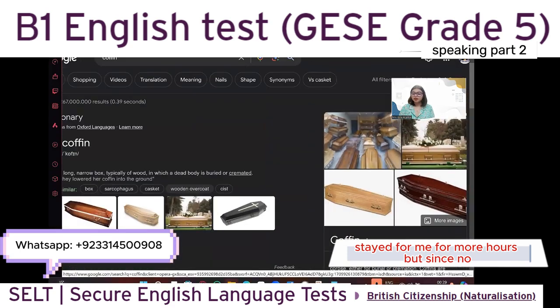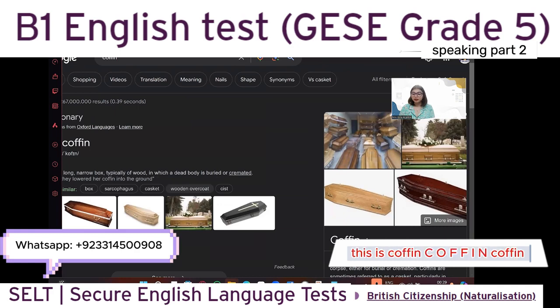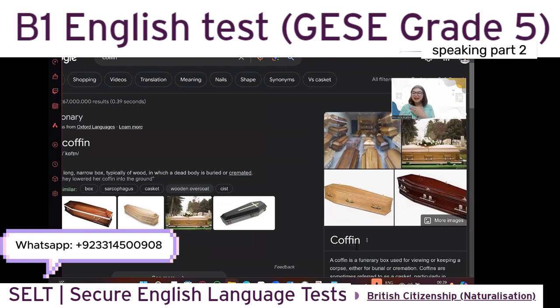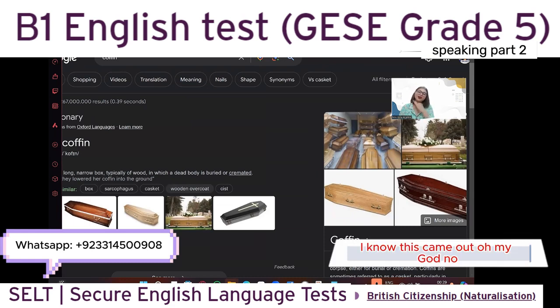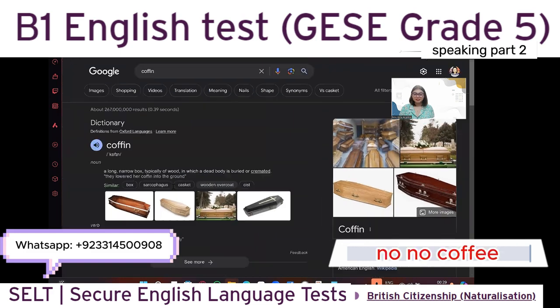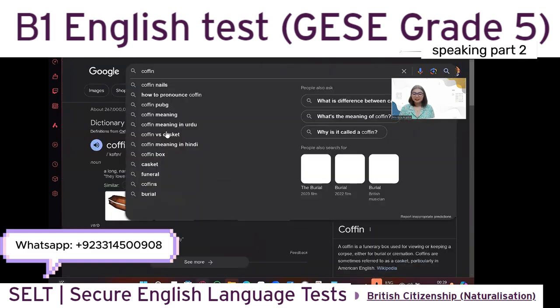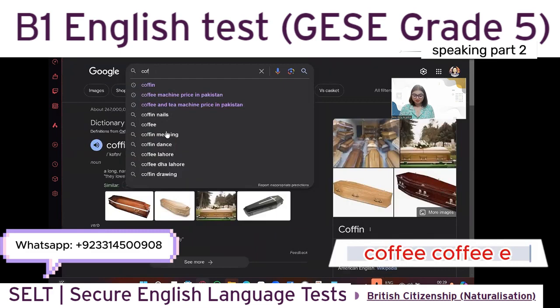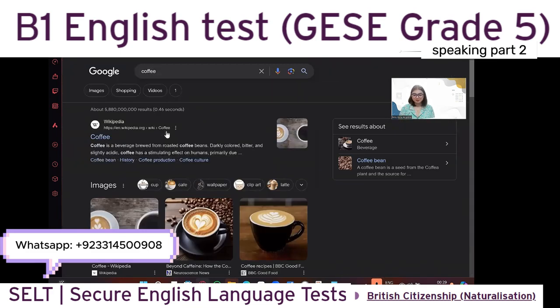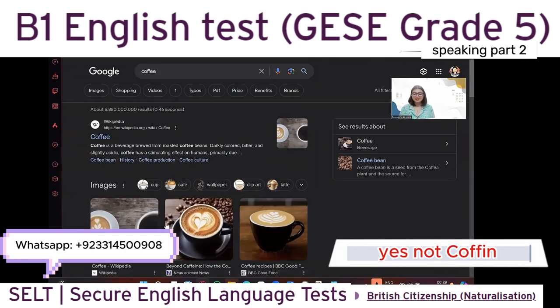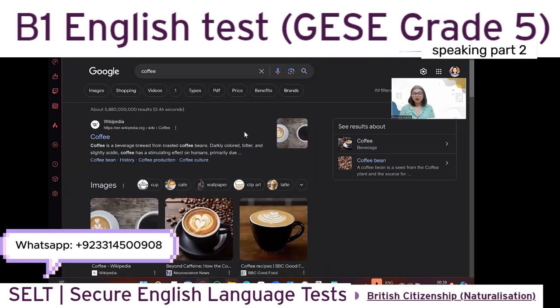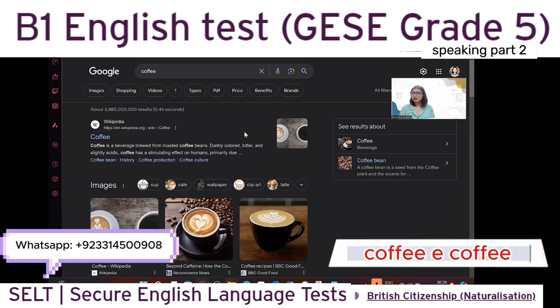This is coffin, coffin. I know, I understand now. Oh my god, no, this is dead body, dead. Then we went for coffin. No, coffee, it's coffee, E. Coffee. Yes, coffee. Not coffin. Okay. Coffee, E. Coffee. Okay.